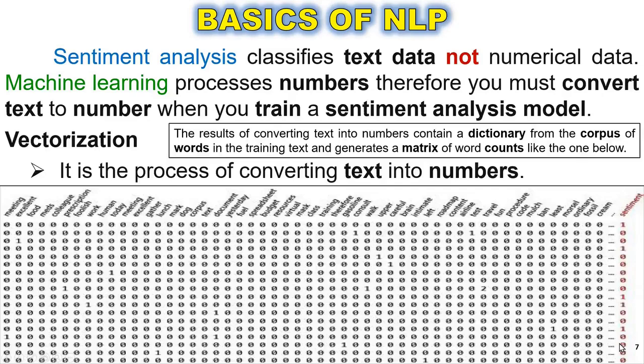Let us learn some basics of natural language processing before diving into sentiment analysis. Sentiment analysis classifies text data, not numerical data. Machine learning processes numbers, therefore you must convert the text to numbers when you train a sentiment analysis model. Vectorization is the process of converting text into numbers.